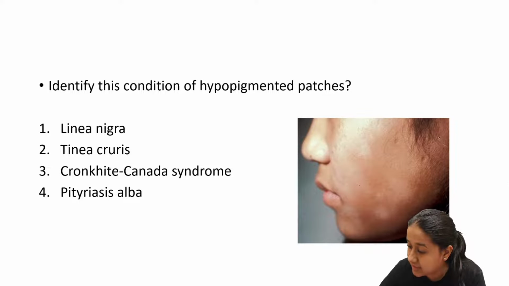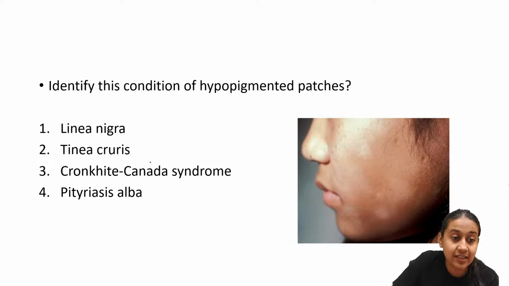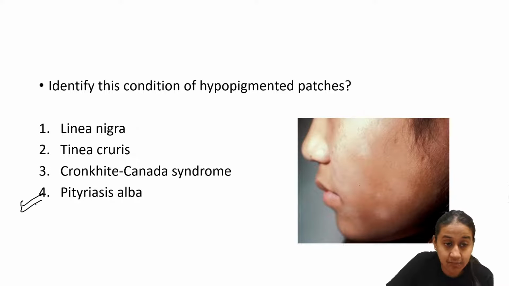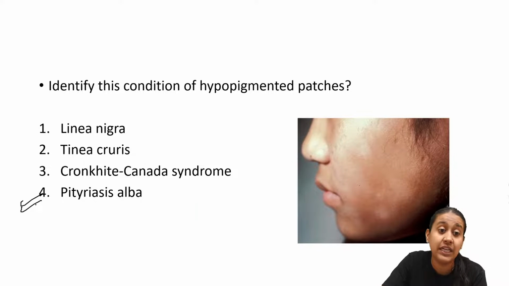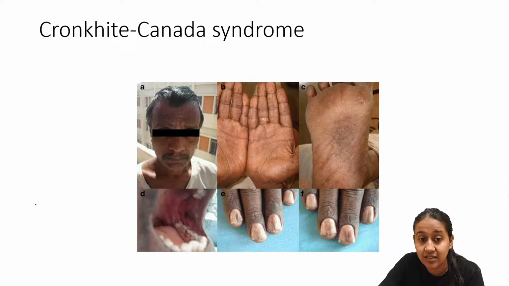What is the correct answer here? Very nice. This is a classical case of pityriasis alba, which is an endogenous eczema. They present with ill-defined hypopigmented patches which can be scaly or itchy and are very common in young children, specifically the pre-adolescent age group. Okay? Now, a few options. What is Cronkhite-Canada? This is a disorder where you see a lot of pigmentation of the scalp, palmoplantar region, and even the nails are distorted.